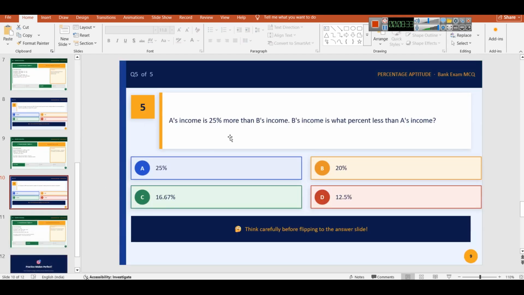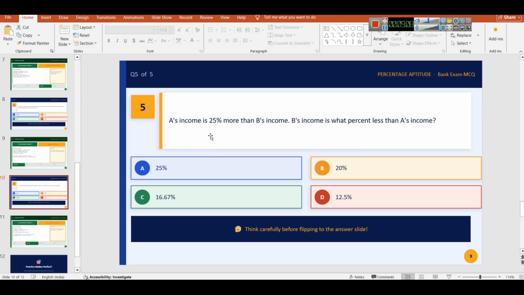Final question for this part is: A's income is 25% more than B's income. So let's say B's income is 100. A's income will be 25% more than B's income. It is not saying 25% of B's income, it says 25% more than B's income. So B's income is what percentage less than A's income? A student can directly write 25, but that will not be the answer.